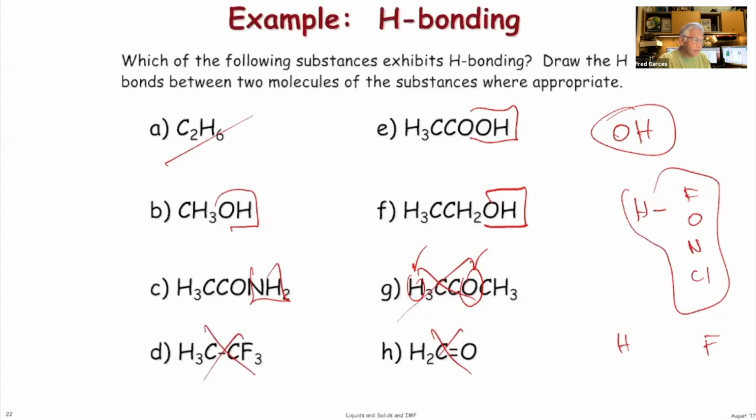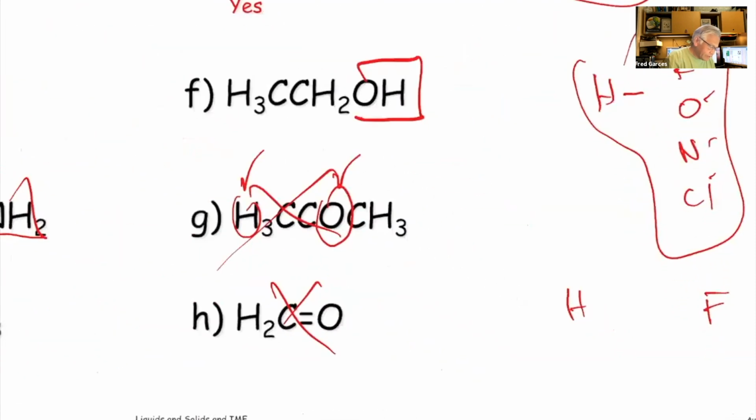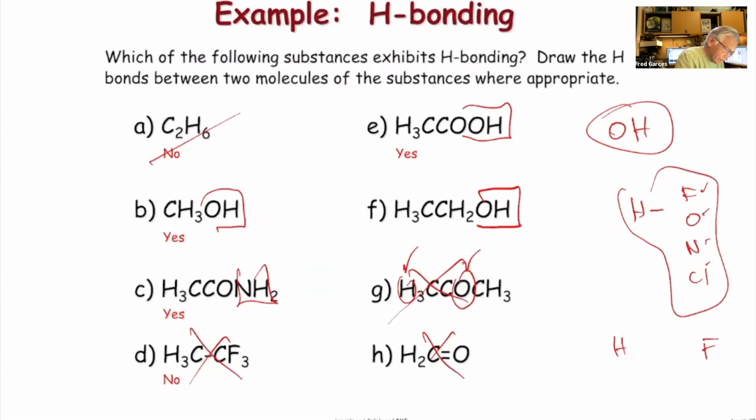Okay, so you should be able to recognize which chemicals can have hydrogen bonding involved. Again, it has to have one of these electronegative elements directly bonded to the hydrogen. Okay. So these are the answers.